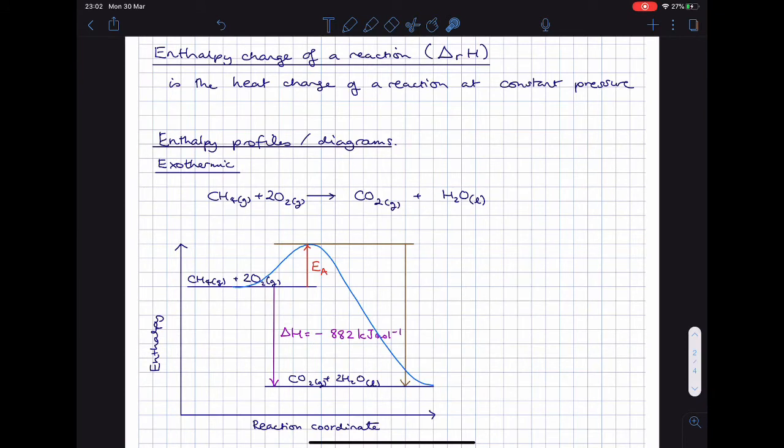To start off with enthalpy profile diagrams, we need to define what enthalpy means. Enthalpy is very simply the heat change of a reaction at constant pressure. So we often do reactions at constant pressure in chemistry, because often the reaction vessels are open to the air, they're not sealed, so you don't get a build-up of pressure in the container. So most reactions are done at constant pressure in the lab. So this is the definition of enthalpy.